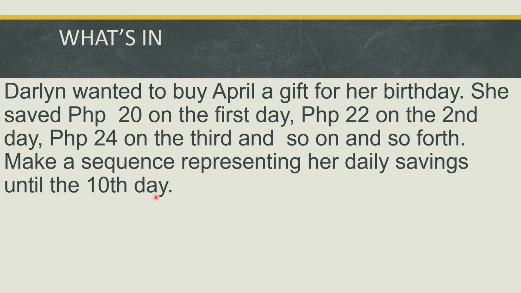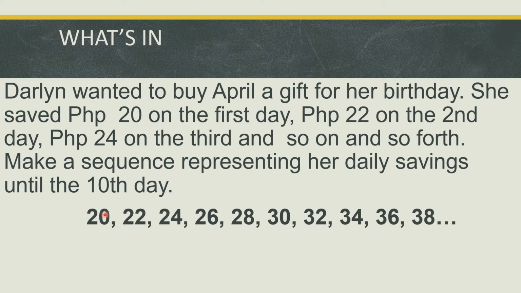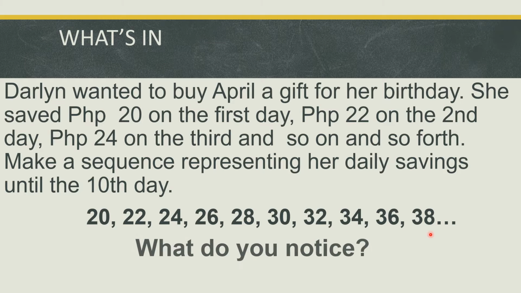So it means we need to list down the sequence of the money that she needs to save for April's birthday. Let's have the sequence 20, 22, 24, 26, 28, 30, 32, 34, 36, 38. What have you noticed about this sequence? Yes, it has a common difference.